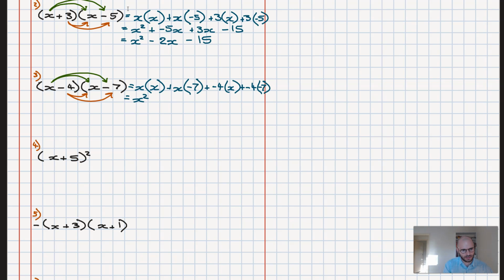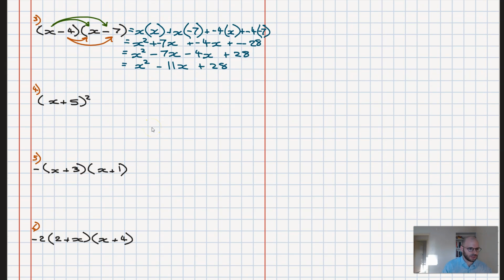Simplifying, x squared plus minus 7x plus minus 4x plus minus negative 28. Simplifying again, we don't need the plus, just minus 7x minus 4x plus 28, double negative. Then collecting like terms, minus 7x minus 4x, that is negative 11x plus 28. And we are done.